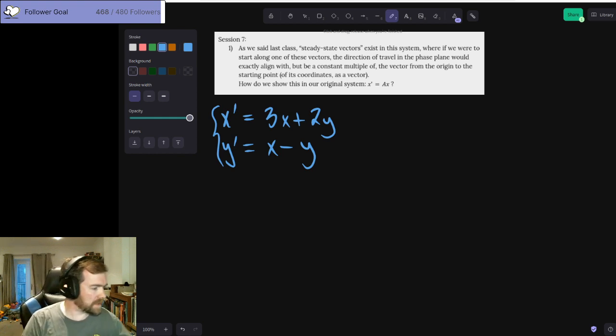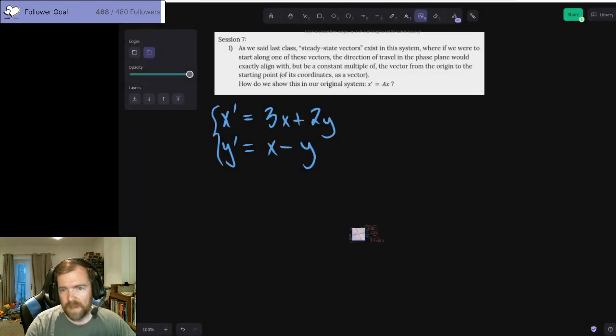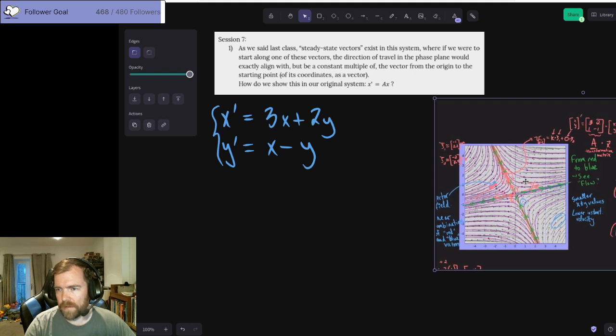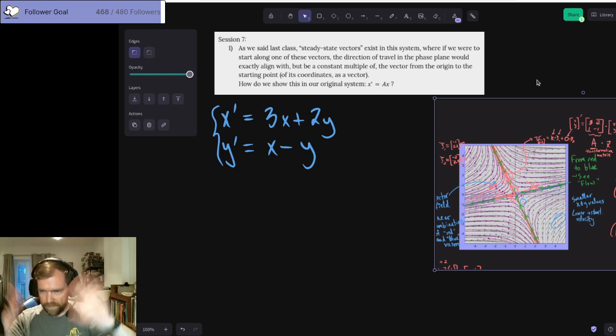We had discussed the ability to find steady state vectors, and we were looking at the phase plane system, which I have right here. Okay, now this is pretty messy. We kind of get the idea that we were talking about from before. Zach, do you want to maybe walk us through what we had talked about?